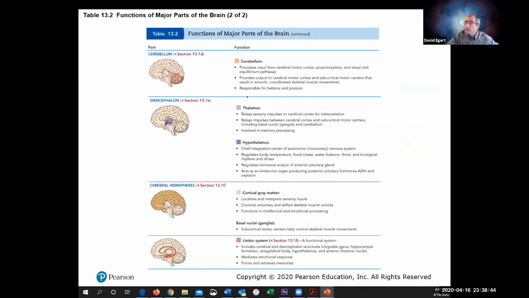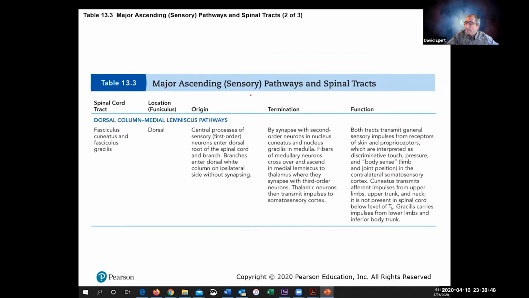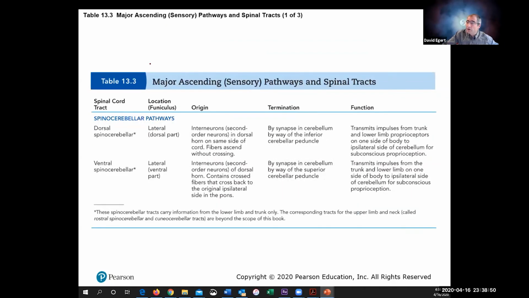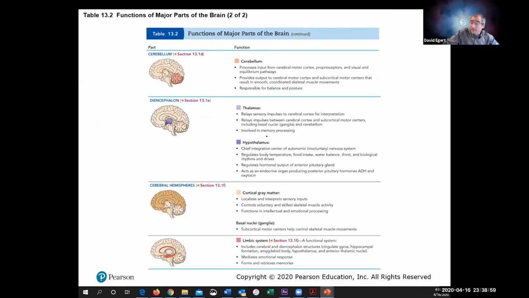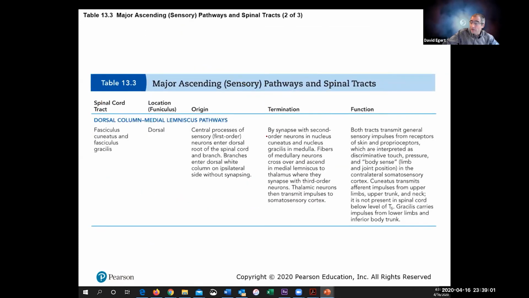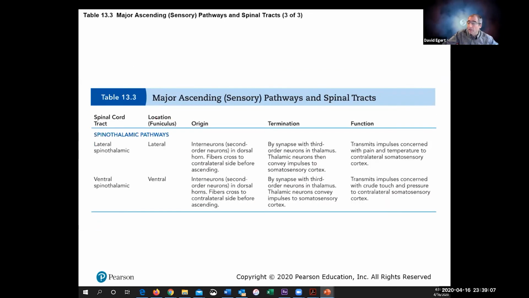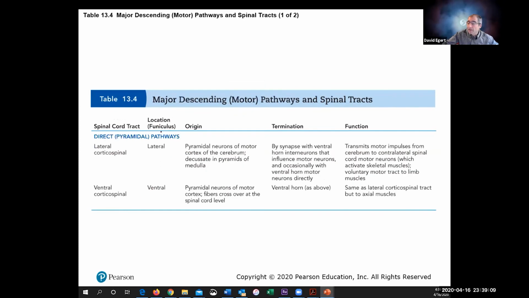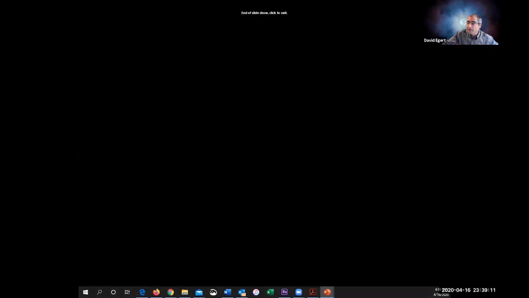Function, you should know basic functions of things. You do not need to know any of this stuff. Stuff that is not on your study guide is not on the test. So none of this. There are all sorts of cool things if we want to get into more detail, but not for this class.